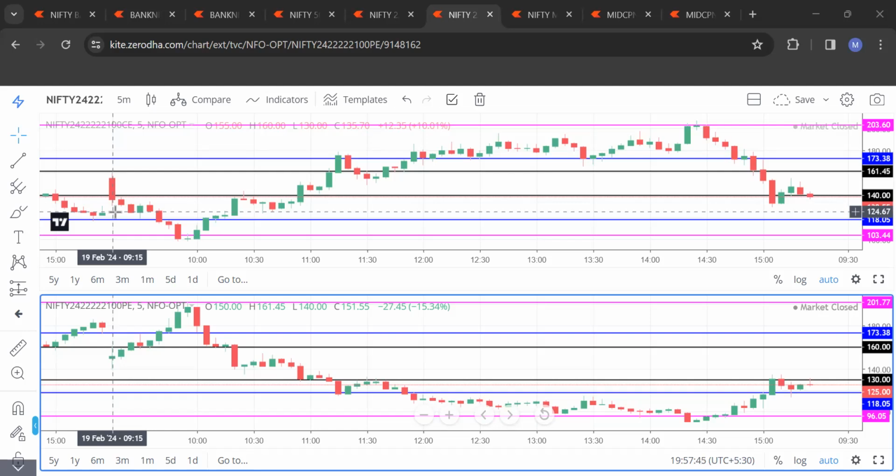Okay, highest high. 160, 140. 161.45 is the highest high. And the low? 130 is the lowest low. So step one is what? Add highest high plus lowest low. Now use the calculator and tell me what is the figure. Okay, just a second.